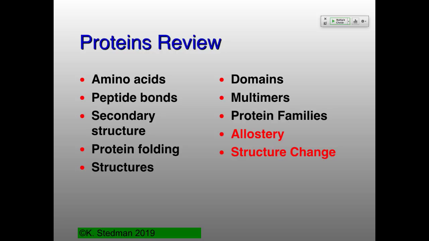Okay, and then today we'll talk about allostery and structural change, and also talk a little bit about some of the protein methods, which I usually talk about at the very end of the term, but they're far too important to talk about at the end of the term, so I'll talk about them now.